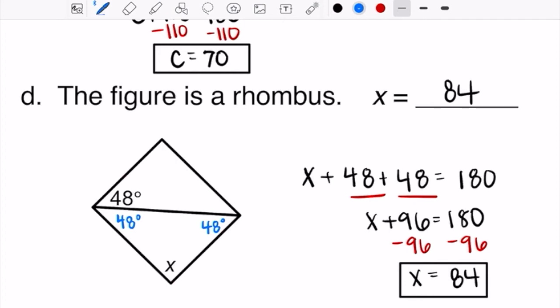And so I can create the equation over here, because down here in this triangle on the bottom, x plus 48 plus the other 48 has to equal 180 degrees. So I'll combine like terms, and then I'll minus the 96 from both sides. And that's how I get that x equals 84 on this one.